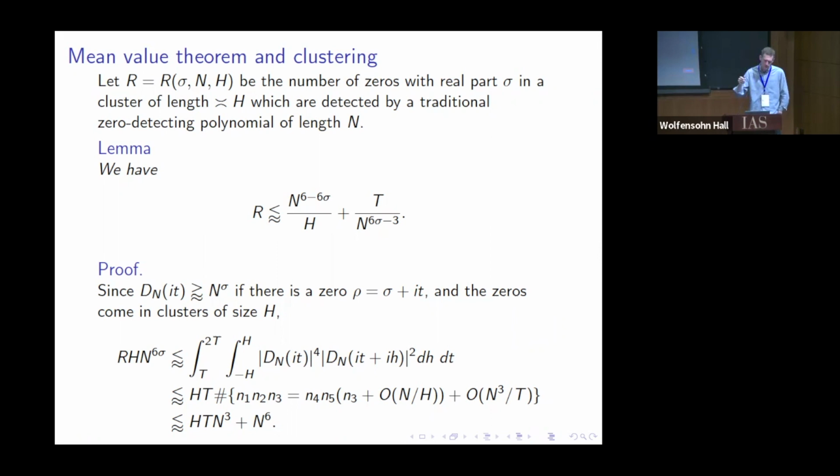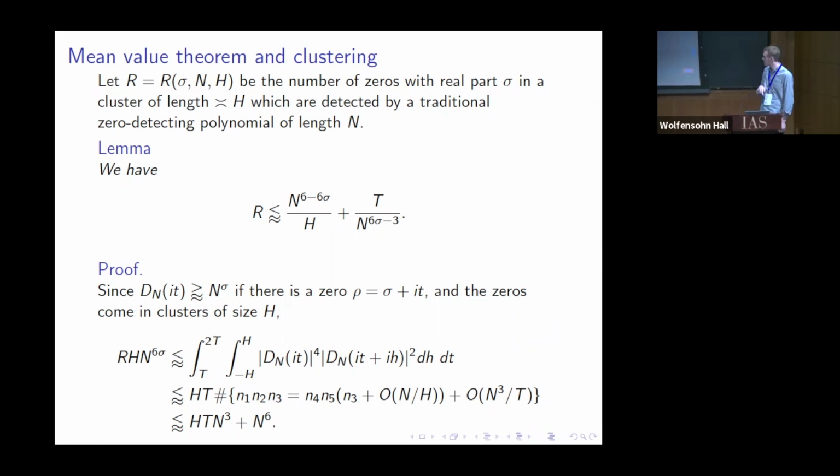If I just use the mean value theorem for Dirichlet polynomials, I'd maybe get the same bound, except I wouldn't have this H in the denominator. So you're winning this factor of H here. If H is a little bit big, then this is winning you something a little bit more. Okay, and I'll say a few words about the proof. The idea is that I have this t here, D_N(it). Every time I find a zero, that gives me a large value of the Dirichlet polynomial. That's what this D_N(it) to the fourth is supposed to be.